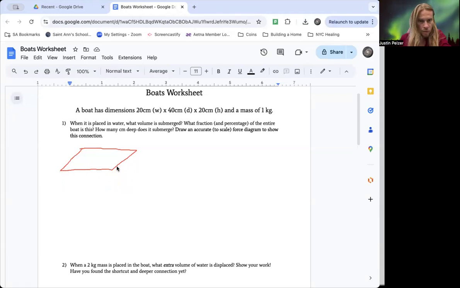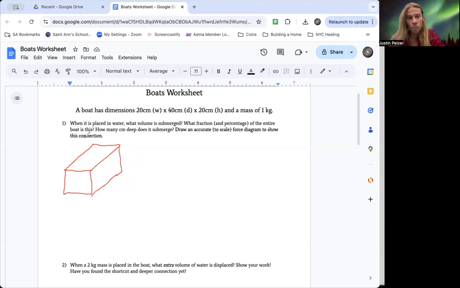So if this is 20 wide by 40 deep by 20 high. Let me draw this a little better. So 20 wide by 40 deep, and you do the parallelogram thing by 20 high. So this will be a square. There we go. Please take these numbers literally. Obviously, when you do your boats, you're going to draw your boats very accurately in a schematic. So this is my rough schematic of a rectangular boat.